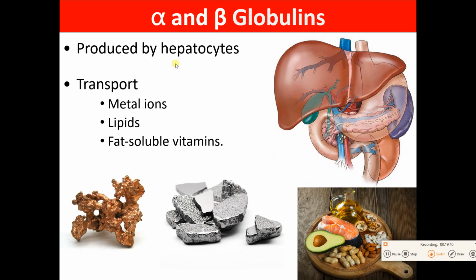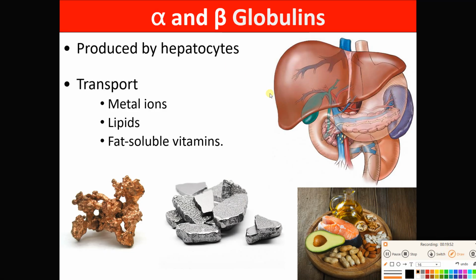So albumin was made by hepatocytes. Alpha and beta globulins are made by hepatocytes. Do you remember what hepatocytes refers to? That is cells of what organ? It is this guy right here. It is the liver. The liver.